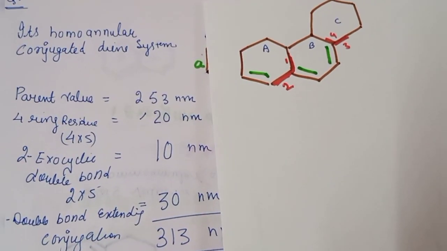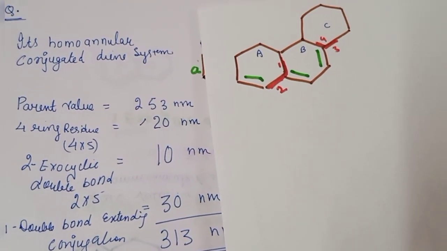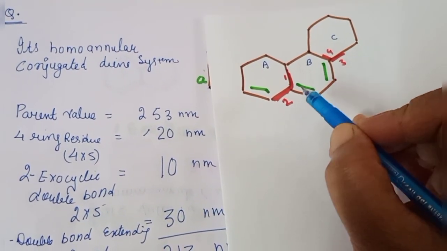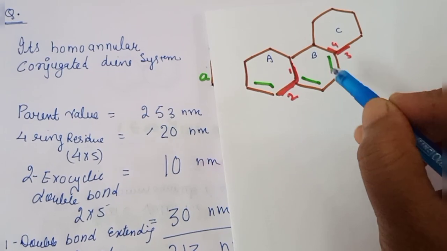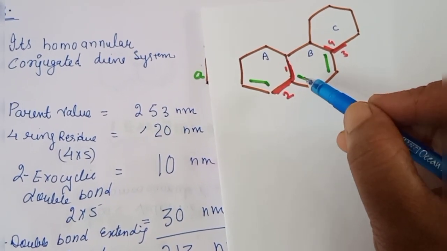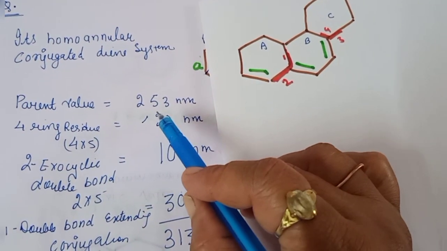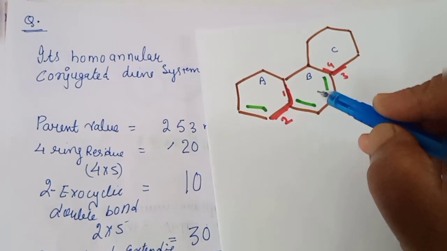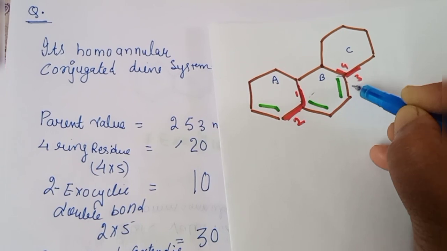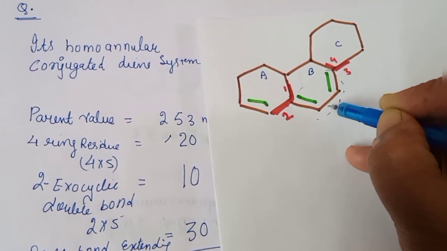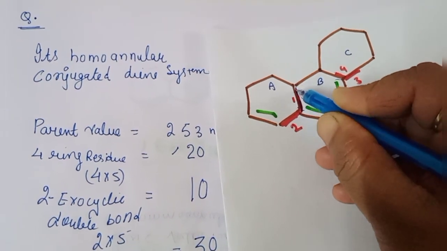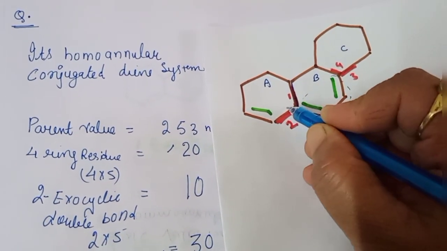Suppose this is our next example. So we can see here, suppose this is a system. As the 2 bonds are present in the same ring, this is your homoannular conjugated diene system. So the basic parent value will be 253 nanometer. Now 4 ring residues. Our parent system is this one where we are considering the homoannular system. Now you see, how will we do the ring residue, beta? So you see this part is directly attached. So this will be your 1 ring residue.